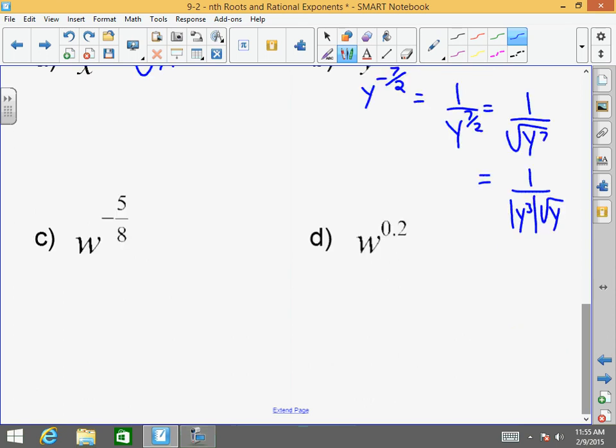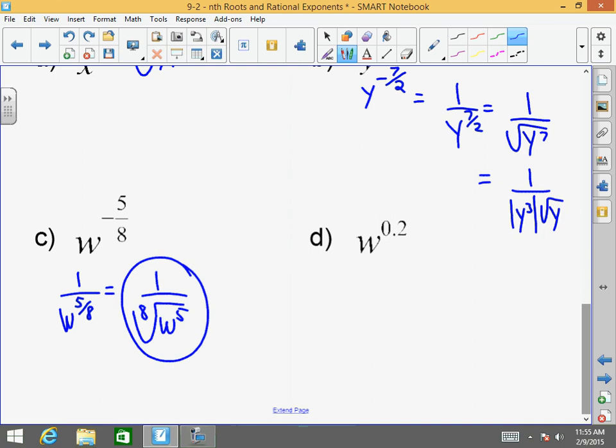W to the negative 5/8 would equal 1 over w to the 5/8, which would equal 1 over the 8th root of w to the 5th power. And w to the 0.2 is the same thing as saying w to the 2/10, or even better yet, w to the 1/5, which would equal the 5th root of w to the 1st power. Okay, it seems a little confusing at first, but I promise you will get the hang of it.